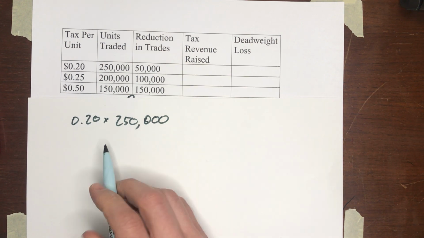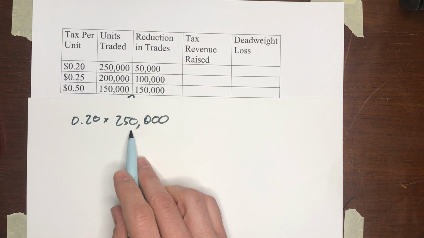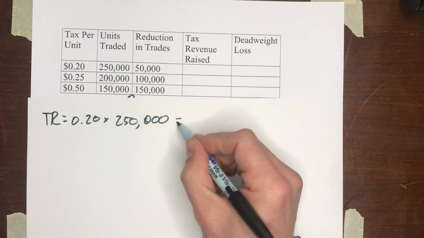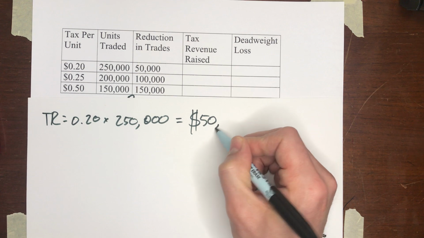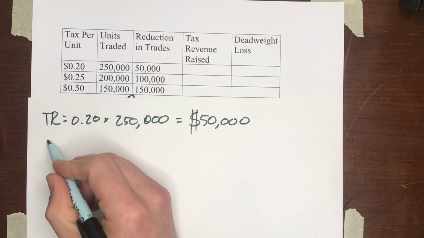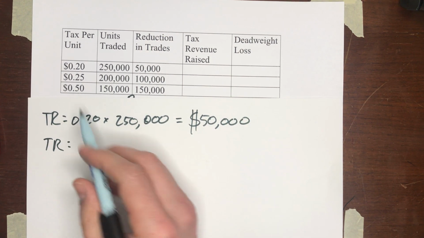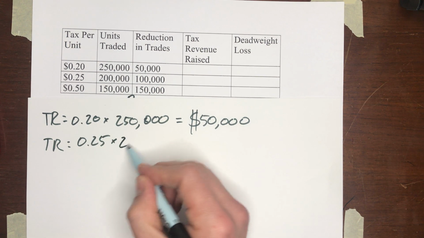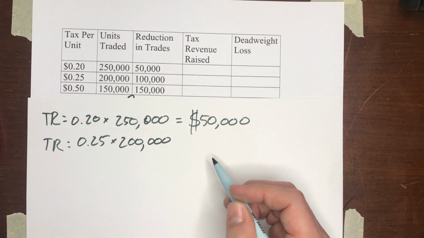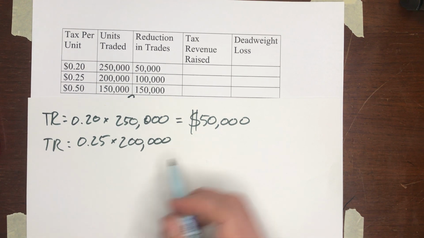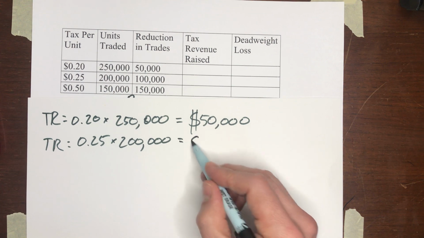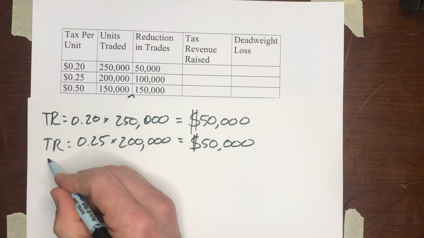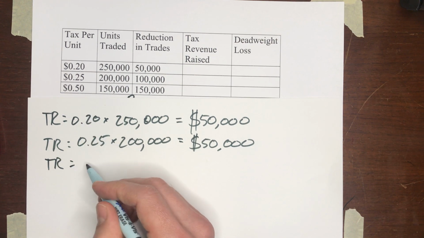Okay, so here for the tax at 20 cents, we've got 20 cents times 250,000 units. And so we're trying to find 1/5 of 250,000 units. TR for tax revenue. That's going to be $50,000. When the tax is 25 cents, we've got 0.25 times 200,000 units still trading. So we're looking for 1/4 of 200,000, and that also works out to $50,000.